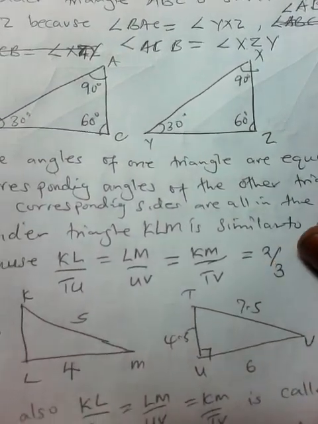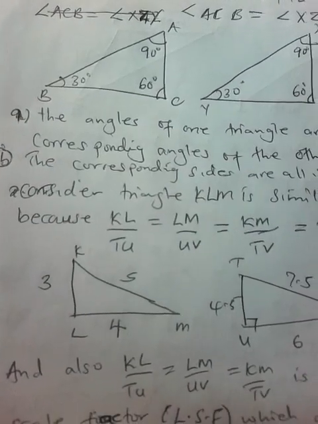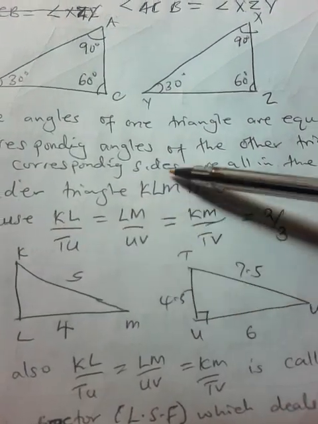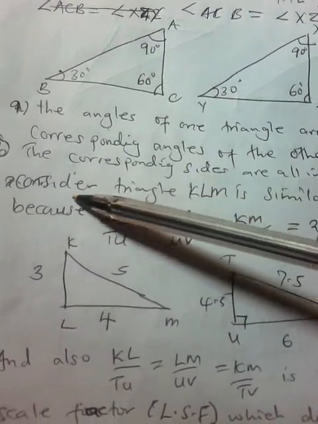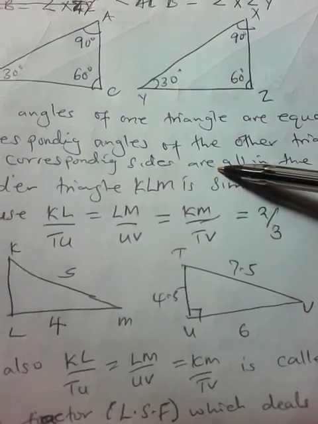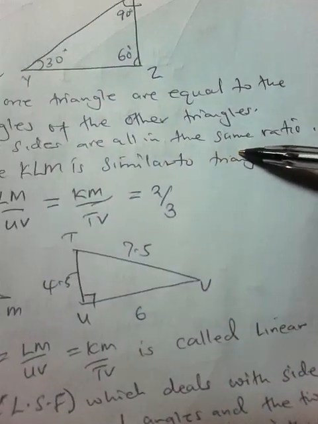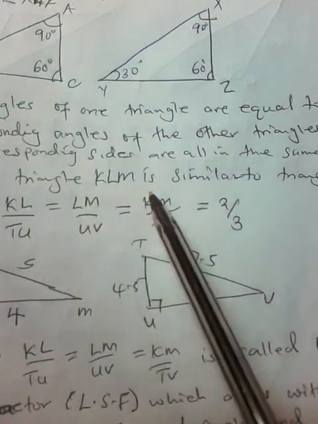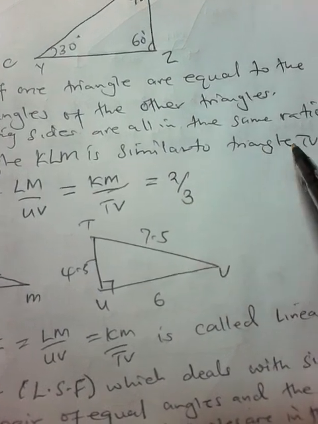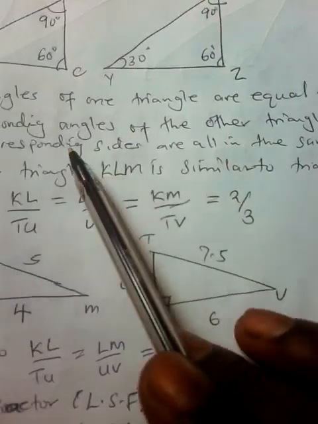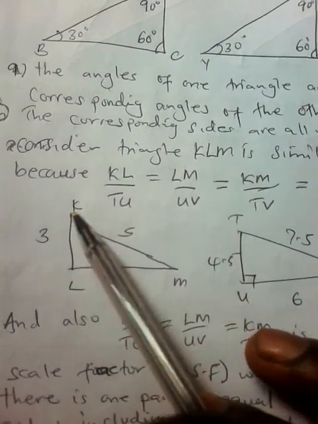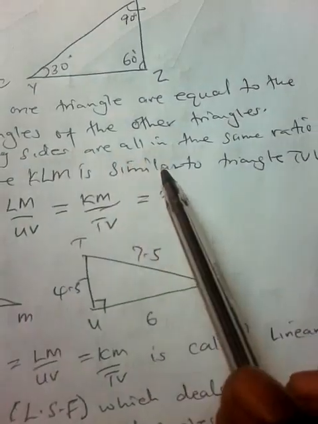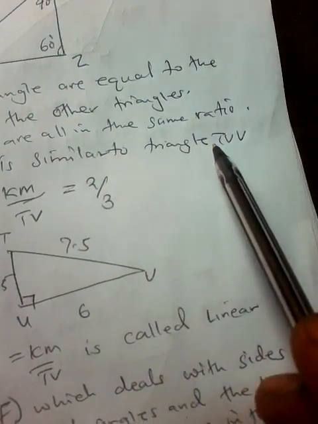So we can proceed with the second property, which says the corresponding sides are all in the same ratio. So the corresponding sides are all in the same ratio. Now consider the triangle KLM is similar to triangle TUV.